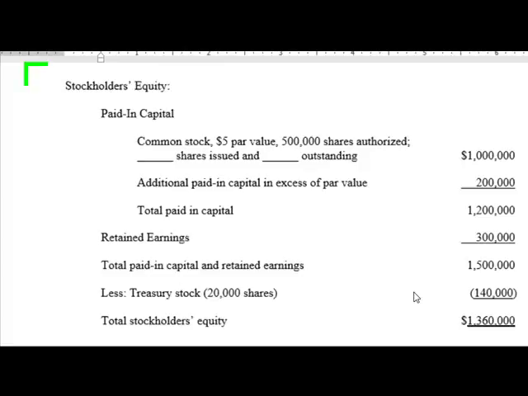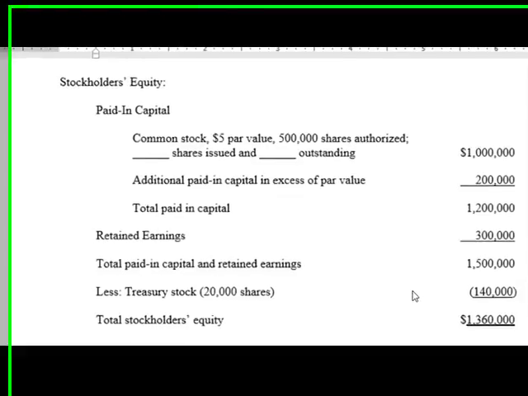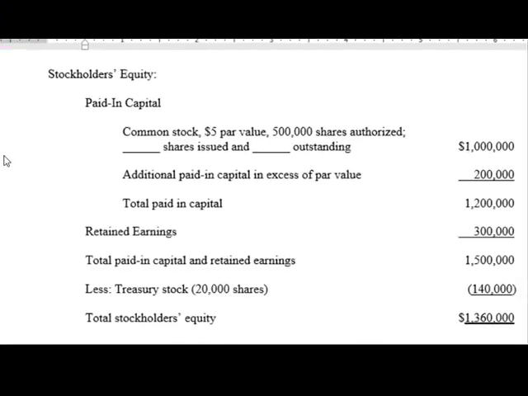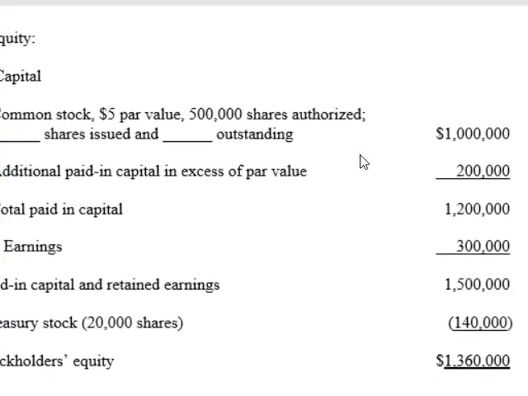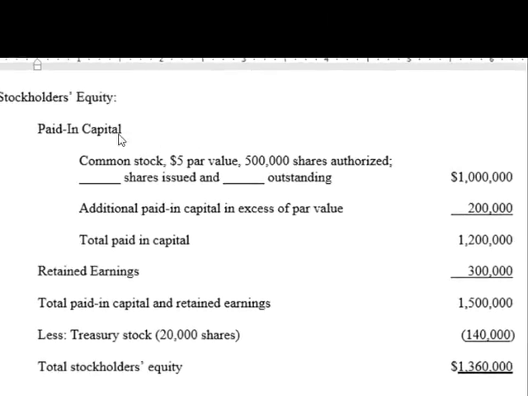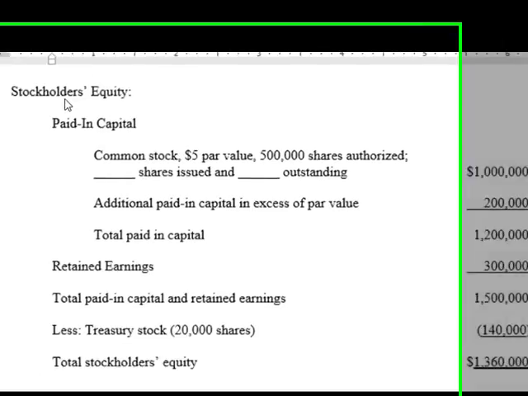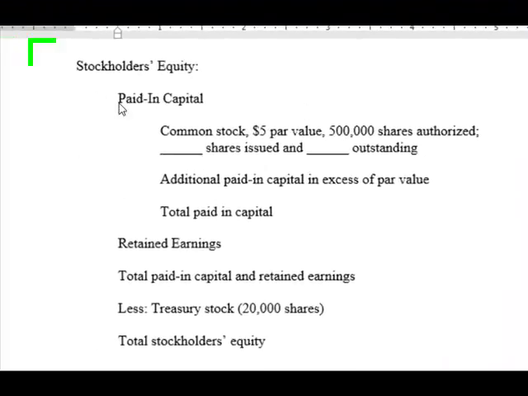This video will help you with exercise 226 in the Chapter 11 homework. I have a similar problem here with different numbers. And so you can see that there's a lot of information provided here in the stockholders' equity section of a company. And we have information about what's in paid-in capital and also the earned capital, retained earnings.